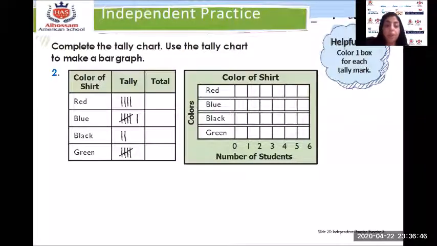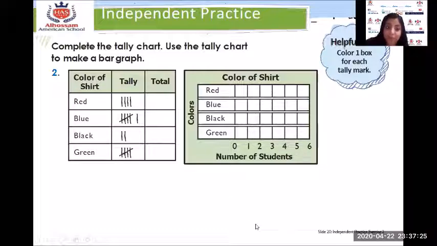All right. Complete the tally chart and use the tally chart to make a bar graph. This is the tally chart. Answer this one with me, please. What is this? It's a tally chart. All right. And what is this? Bar graph. Is it horizontal or vertical? Horizontal, like that. Rows. Okay. And vertical like lines or stripes.